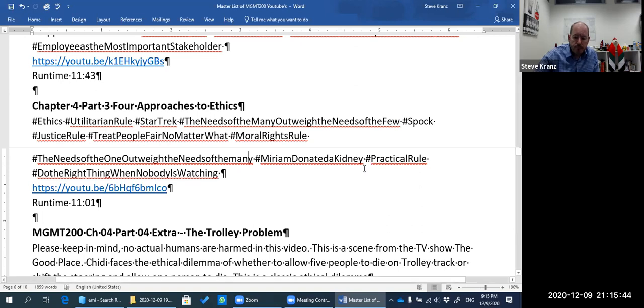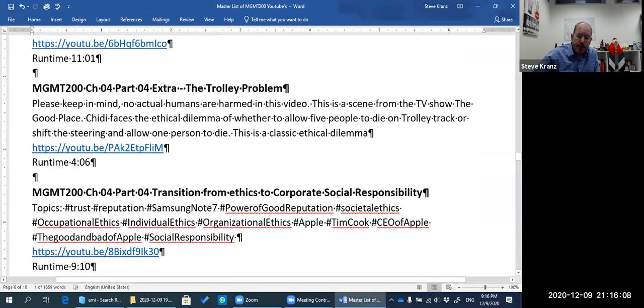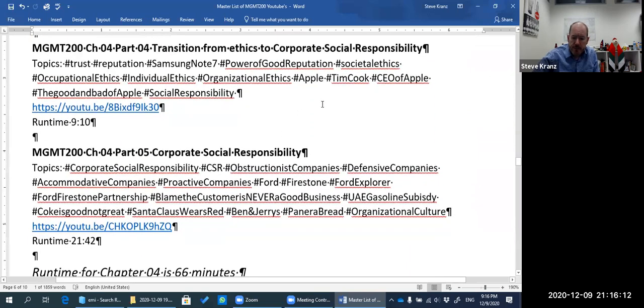And then the 4th rule was the practical rule. I explained that this is the one that I personally follow. I like to describe that as, could you explain it to grandma? I gave that example: can you justify what you're doing to your grandmother? That's pretty much what the practical rule is. I like that one. We talked about the trolley problem. That won't be on the test. Don't worry about it.